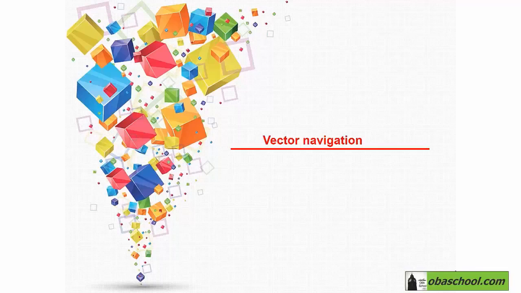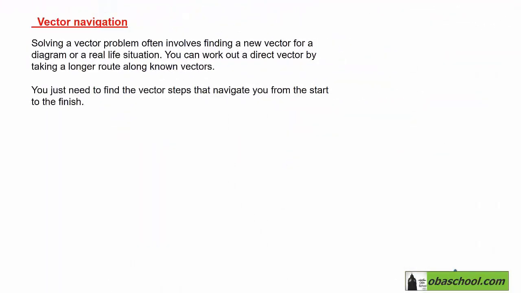In this tutorial, we're going to talk about vector navigation. And so let's go ahead and solve the example. Solving a vector problem often involves finding a new vector for a diagram or real-life situation. You can work out a direct vector by taking a longer route along known vectors. You just need to find the vector steps that navigate you from start to the finish.